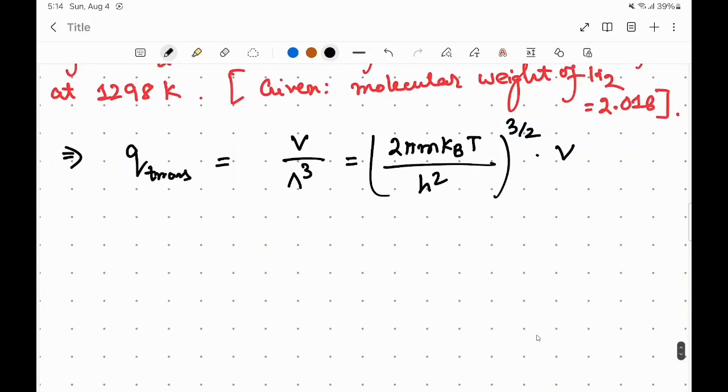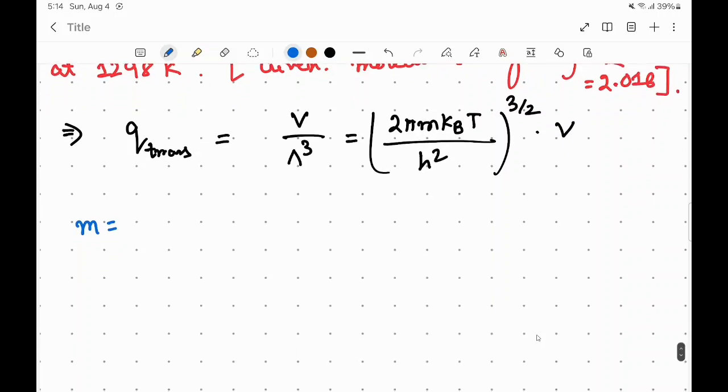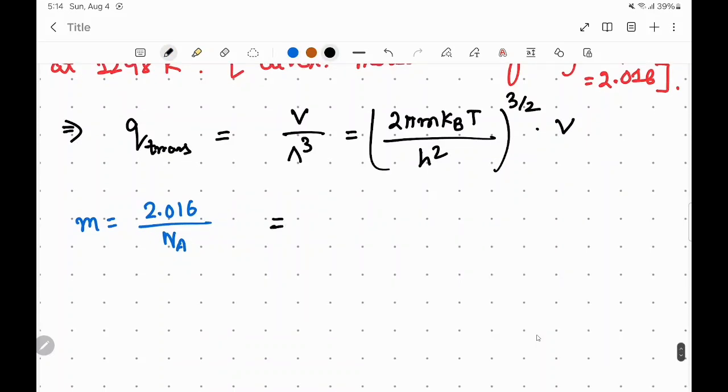Okay, just let me put the values. One thing only you have to keep in mind: don't put m as 2.016. This is the partition function for a molecule, so you have to deal with a single H2 molecule. So you have to divide the mass by Avogadro's number. So m is 2.016 divided by NA. That you have to put. Otherwise, everything is correct. These mistakes are very common in exam, because I also made the same kind of mistake.